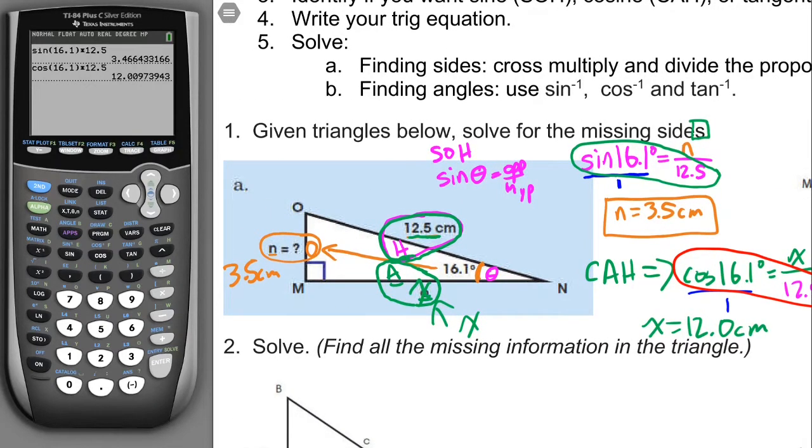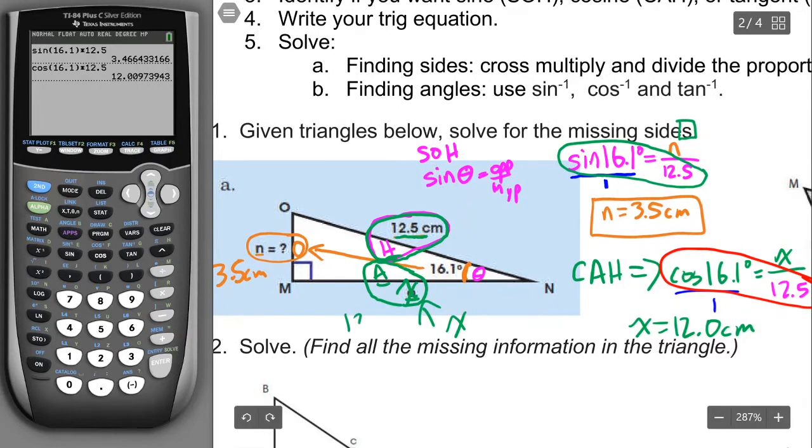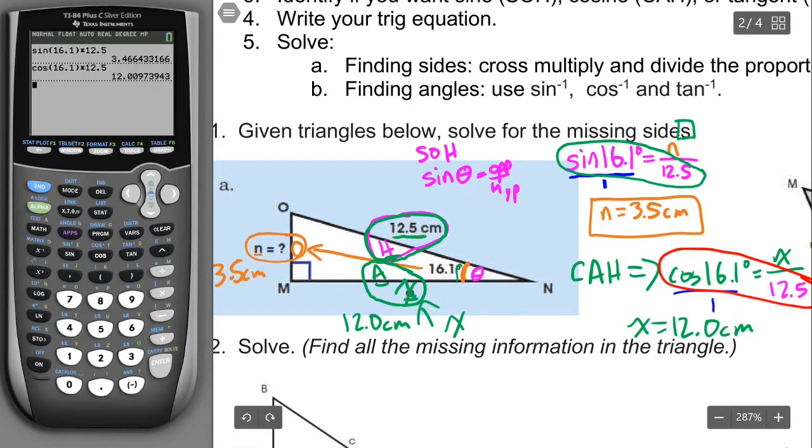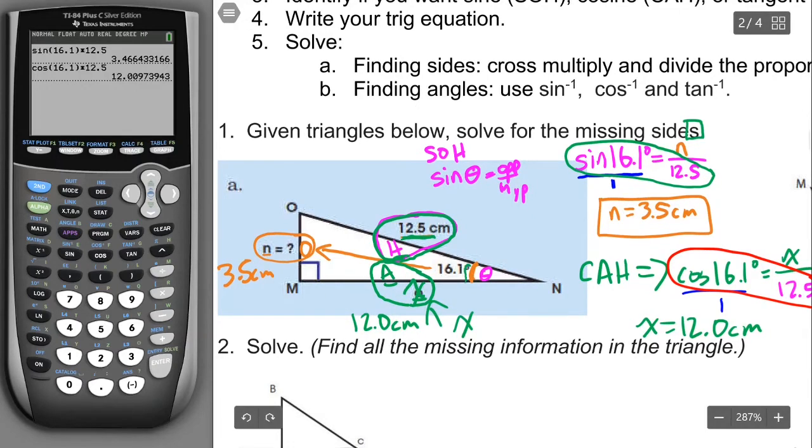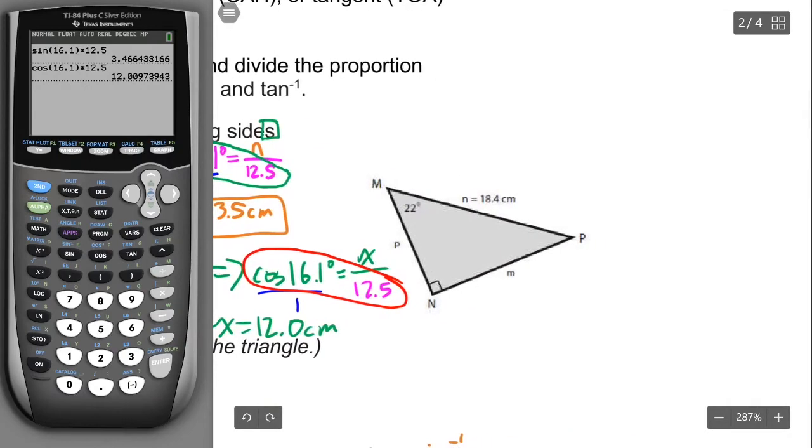And just a quick sanity check. Does 12.0 make sense? Yeah, like it's really, really wide. It's 16.1 degrees. If it's 16.1 degrees, then it's much, much wider than it is tall. And 12 is less than the hypotenuse, which is good, right? Hypotenuse has to be the longest side. And it's still quite long relative to the diagonal.